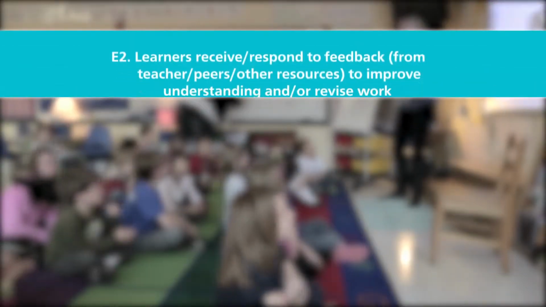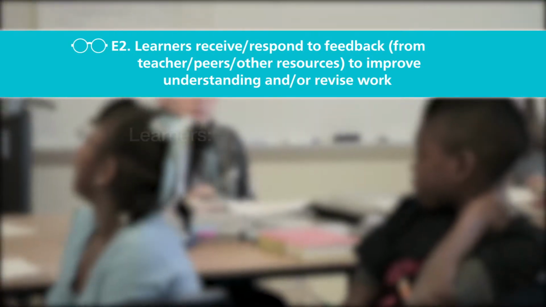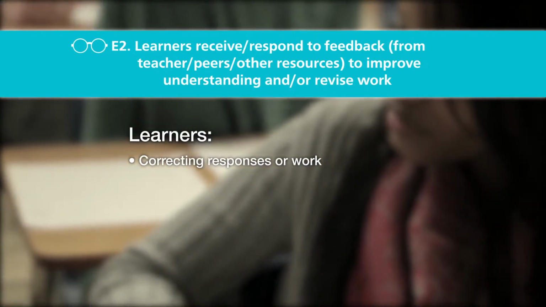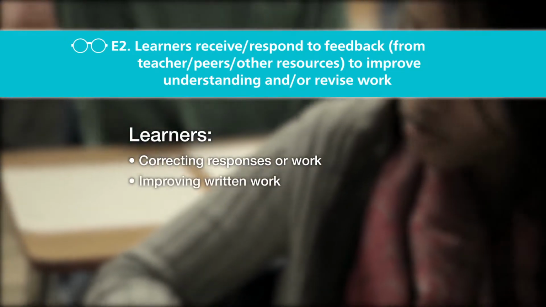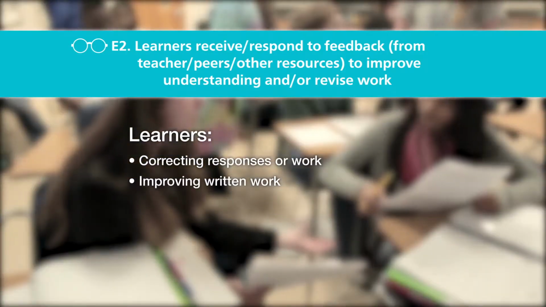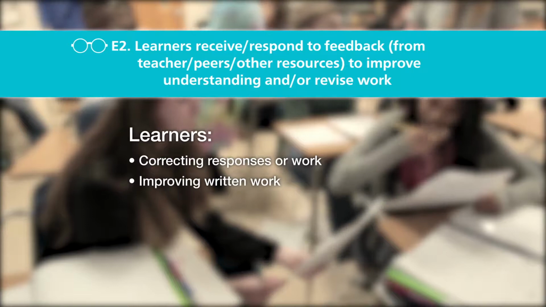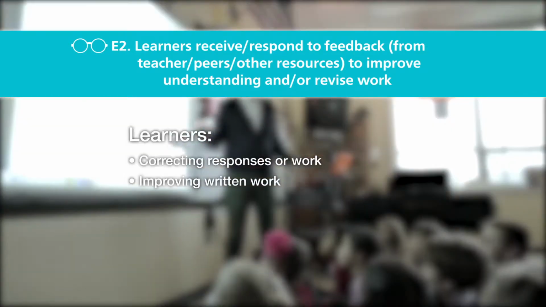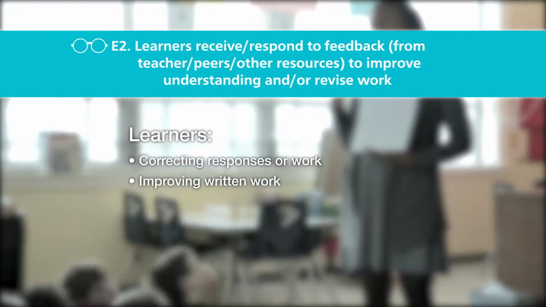E2 focuses on how learners receive and respond to feedback from others. For this item, you will look and listen for learners attempting to correct their verbal responses or improve their written work. There are several ways the learners respond to teacher feedback. The key element of this item is that the learner does receive and respond to feedback.